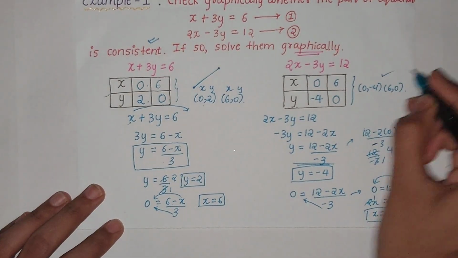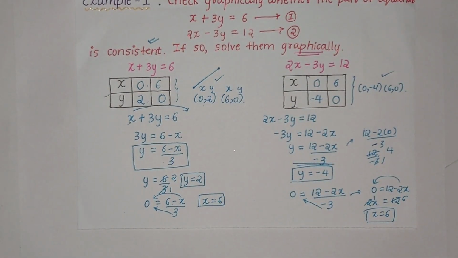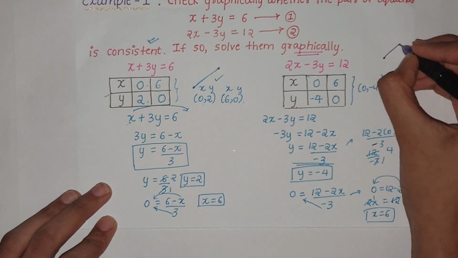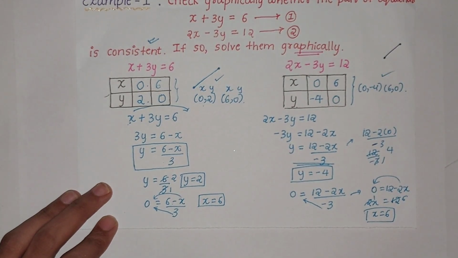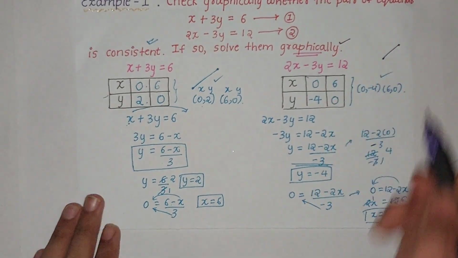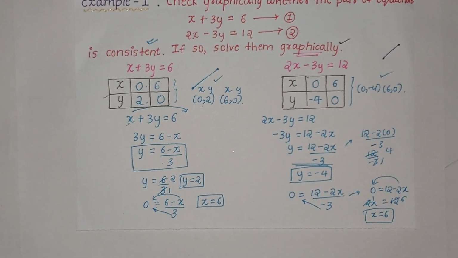Now we have found the coordinates. Now what next? And why have we found these coordinates? We have found the coordinates to plot the graph. And why do we need the graph, and how will we check whether it is consistent or inconsistent using the graphical method?